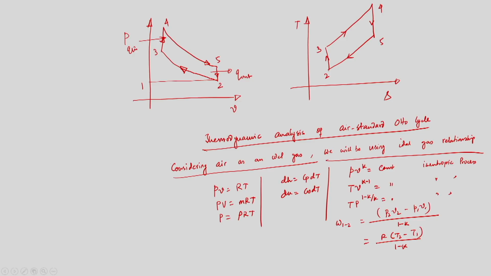These are the relationships we will be using while discussing the thermodynamic analysis of an air standard Otto cycle, and maybe the diesel cycle. So, now we will discuss systematically. Suppose we discuss process 1 to 2. Why are we doing this? Because we need to know the efficiency.